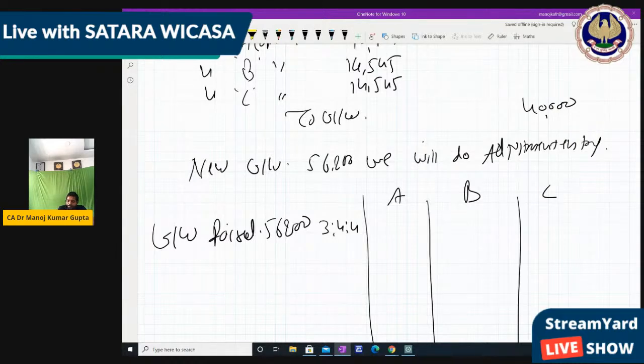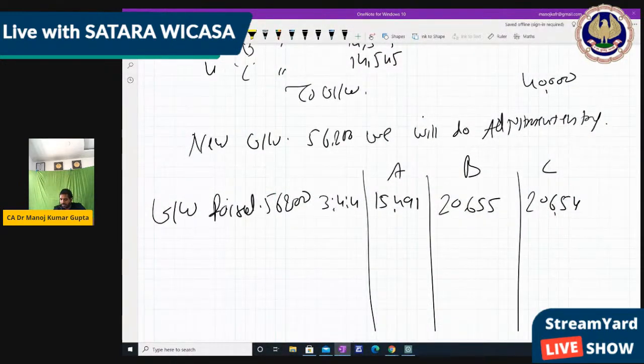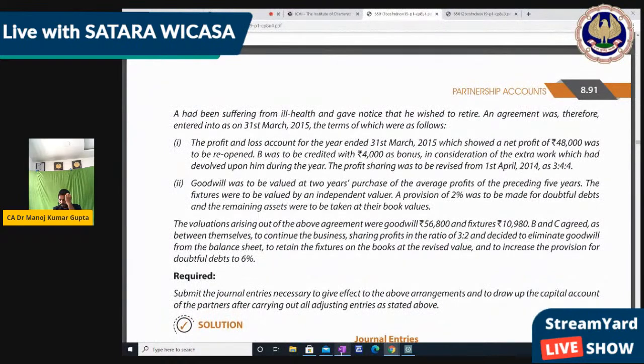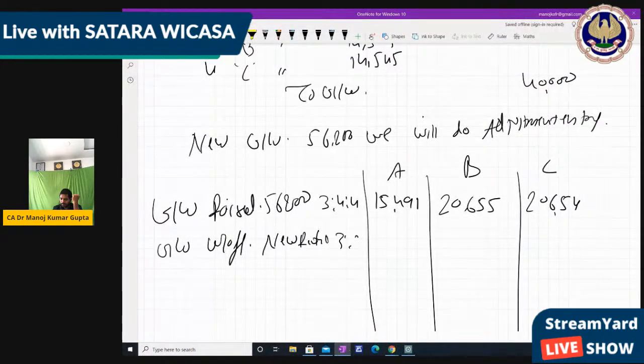56,800 divided by 11 into 3, 15,491, into 4, 20,655 and 20,654. For one we'll give one less amount, right? Then goodwill written off in the new ratio. What is the new ratio? 3:2. That is credit, this is debit.